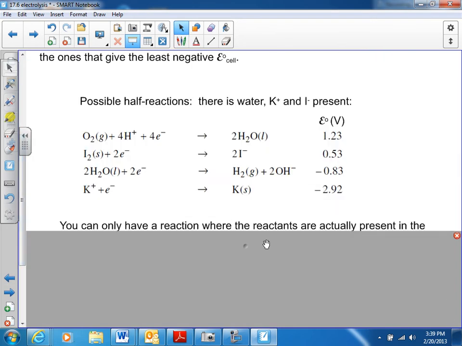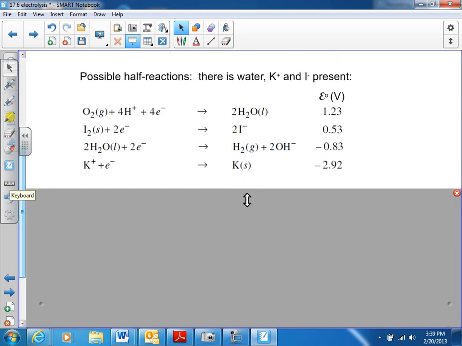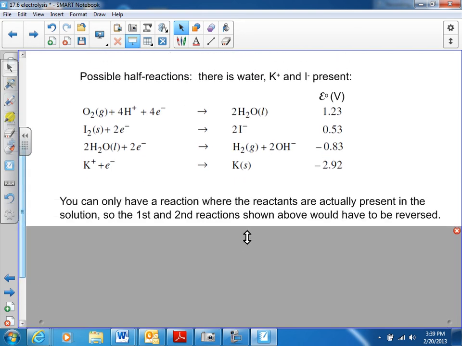4 possible half reactions. And now we have to figure out, well, which ones are the ones that actually happen? We need the most positive E0, even though overall E0 will be negative. Now, we have to have the reactants available to react. We don't have oxygen in the system. We don't have iodine. We have potassium ion, iodide ion, and water. So these first 2 reactions could not go in the forward direction because we don't have these reactants available. They can only occur in the reverse direction.